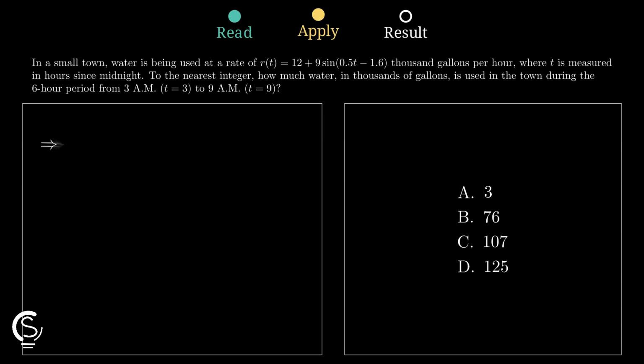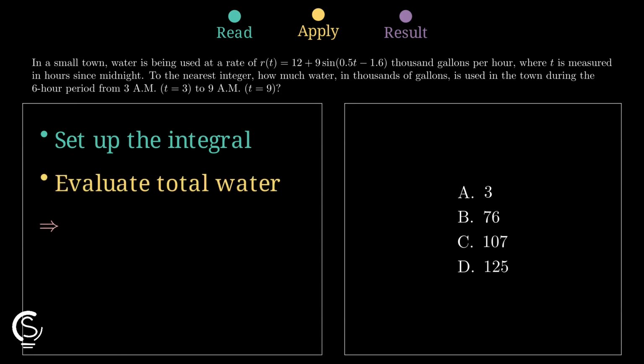Now evaluate that integral over 3 to 9. The constant 12 gives 12 times 6, and integrating 9 sine of (0.5t minus 1.6) adds about 34.6 more thousand gallons. Add those parts to get about 106.6 thousand gallons, then round to the nearest integer and you get 107, which matches option C.